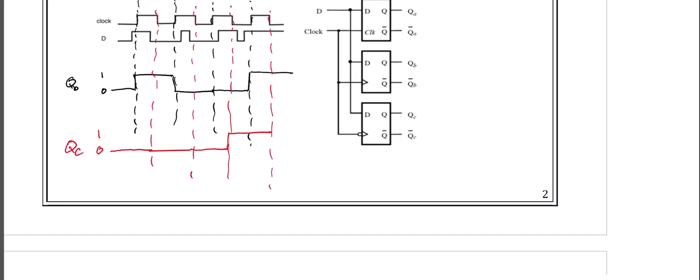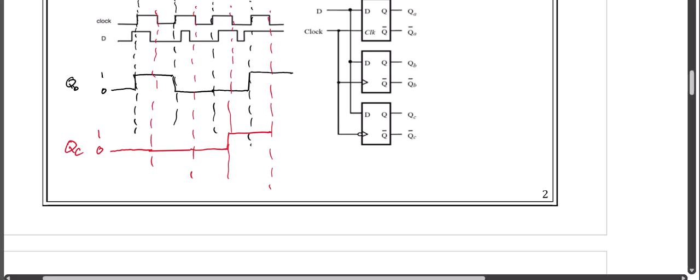And then the top symbol here is not a flip-flop, it's a latch. And you can tell it's not a flip-flop because it doesn't have the triangle. It just has the clock. And what that means is that it's free to change as long as the clock is high. So whenever the clock is high, it's going to do whatever the D input does.